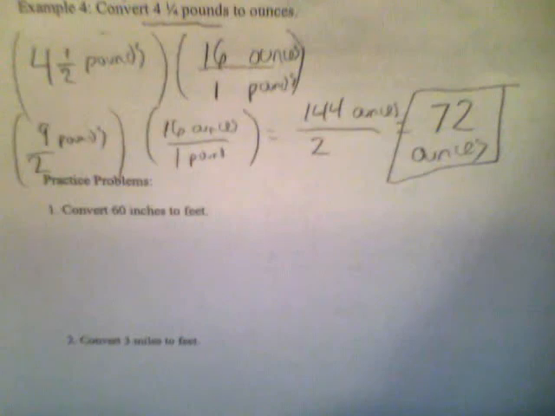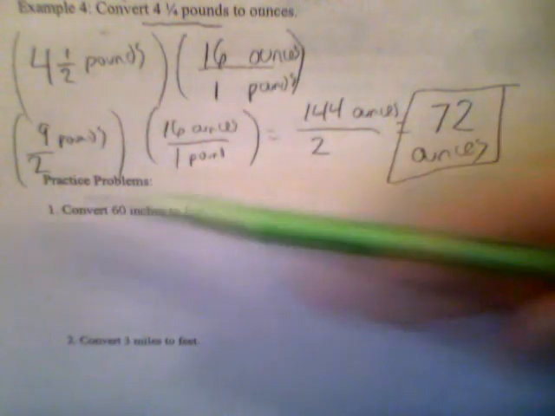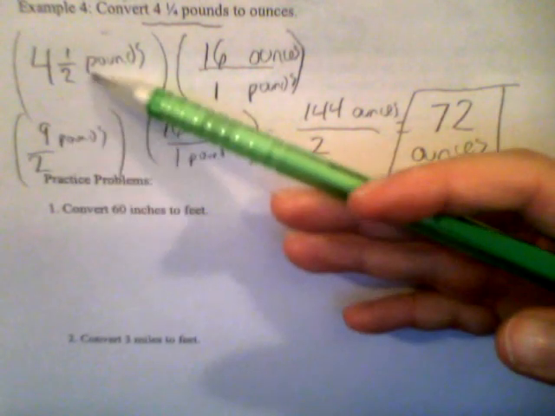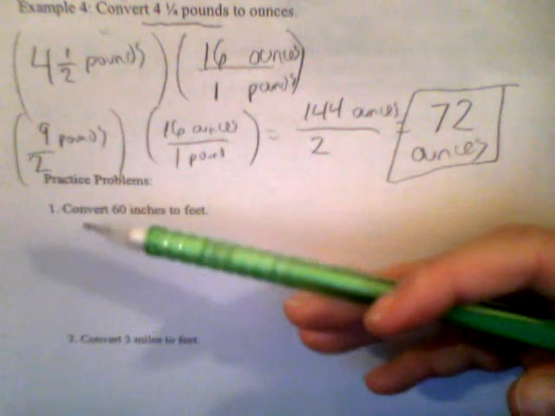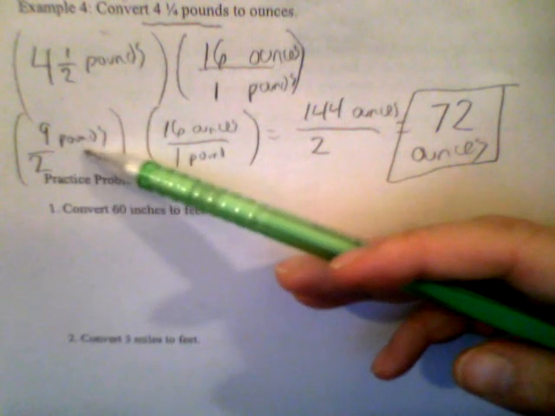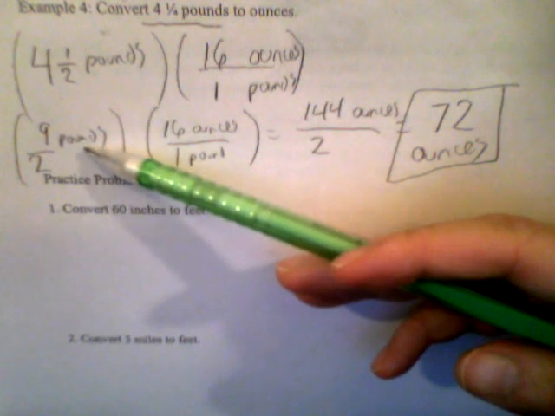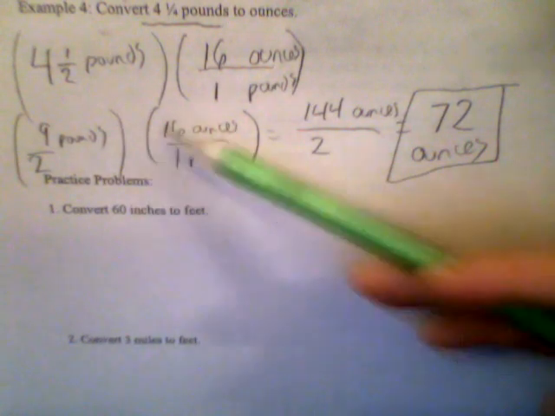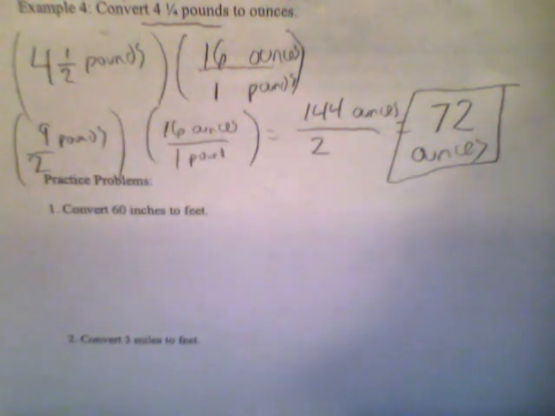And that is my final answer. Keep in mind how I'm showing my units. Even when I converted my mixed number to an improper fraction, I still kept my pounds unit in the numerator, so that way it would cancel out with my pounds unit in the denominator. So when you're writing that out, be careful of that.